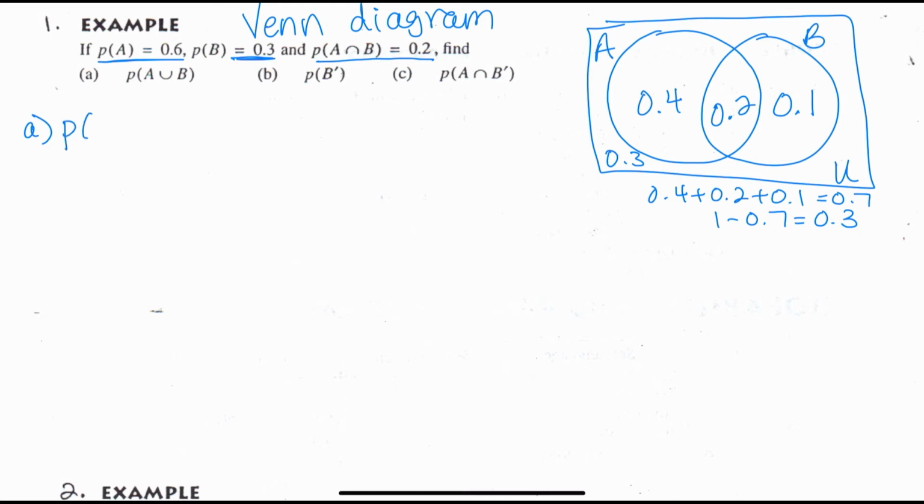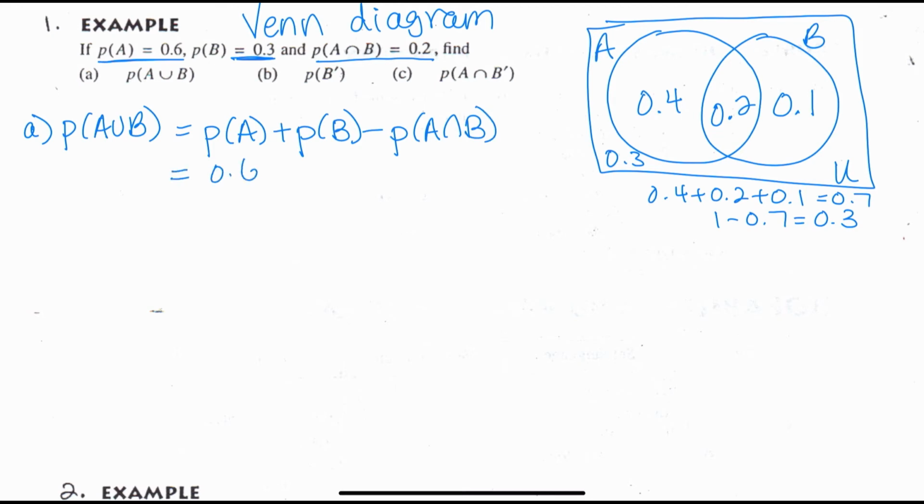So the probability of A or B is equal to the probability of A plus the probability of B minus the probability of the intersection, A intersect B. So the probability of A is 0.6, the probability of B is 0.3, and the intersection is 0.2. So this is 0.9 minus 0.2, which is 0.7, which is exactly the same answer we got when we did it by just shading the Venn diagram.